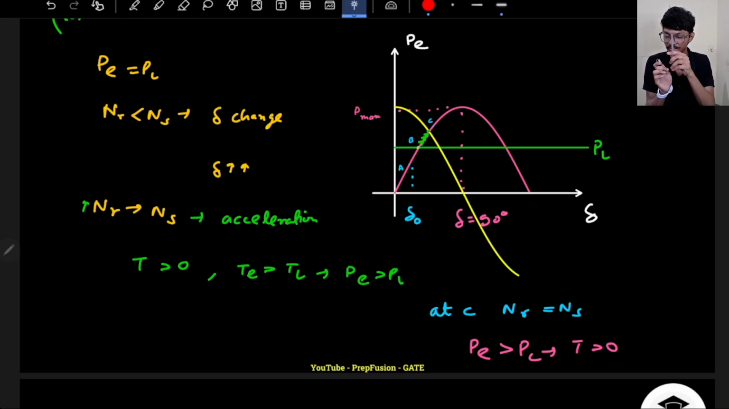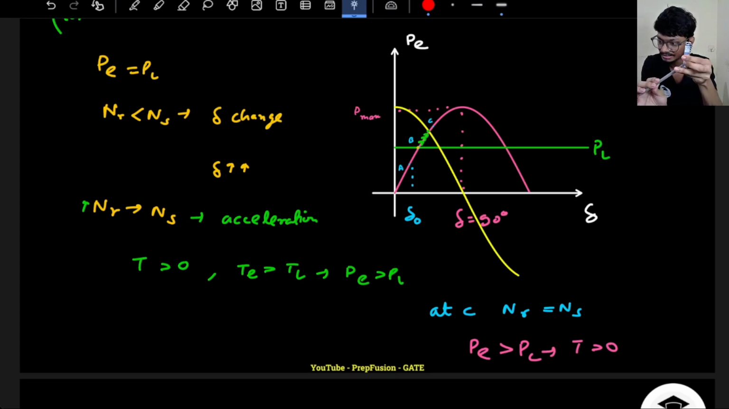So the rotor will now try to move ahead of the stator. Previously both were rotating with speed NS, right? Now suddenly a load came, so due to that the rotor for a second stopped, while the stator is still rotating, right?